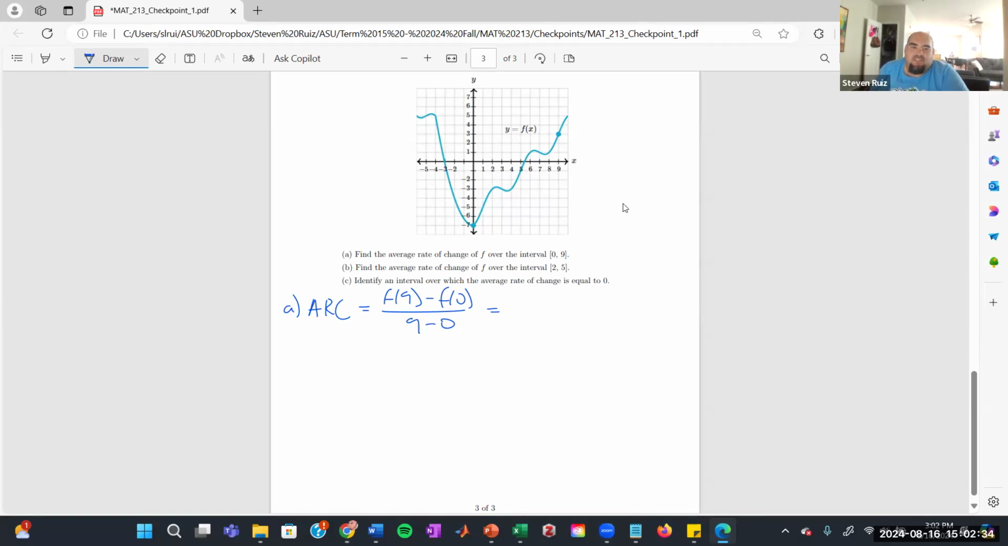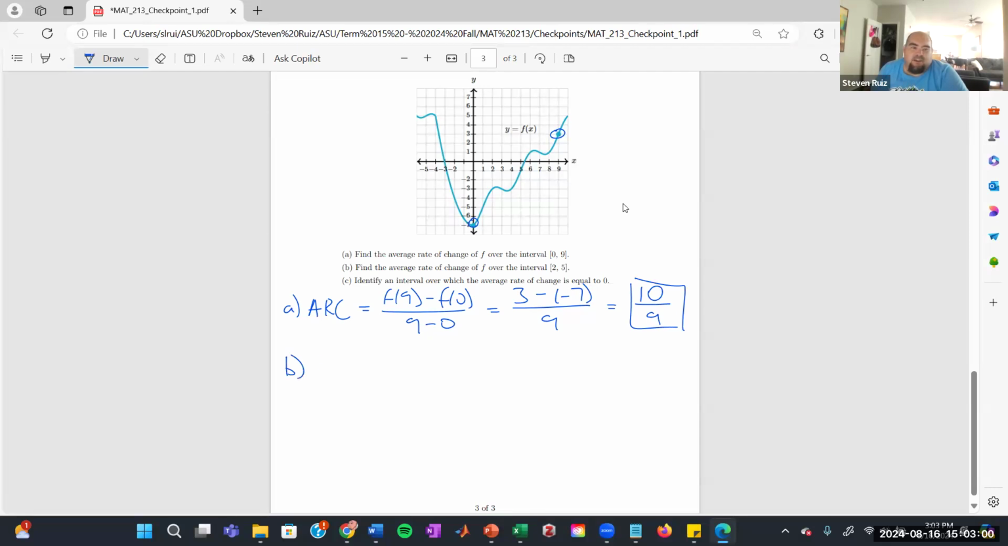And now I have to read f of 9 from the graph. f of 9 is this point here. Looks like 3. What's f of 0? That looks like negative 7, over 9. Just to confirm, let's get 3 minus negative 7 over 9. That gives me an average rate of change, or a slope, of 10/9.